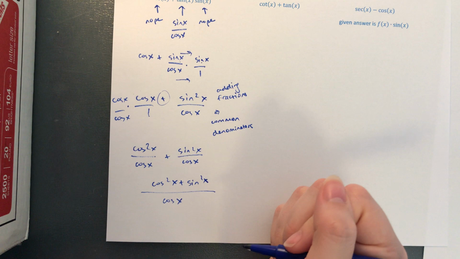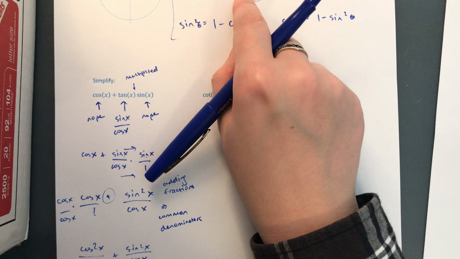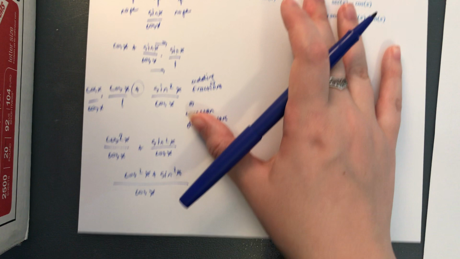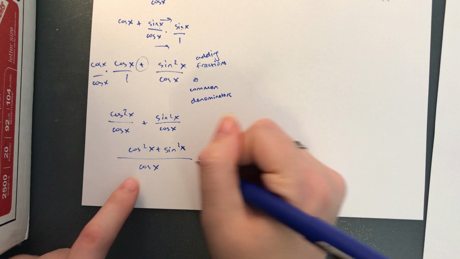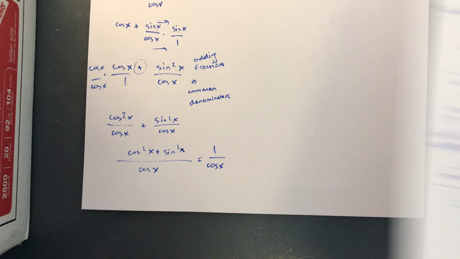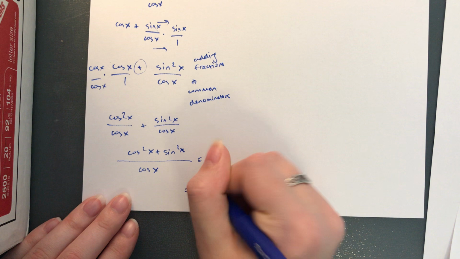But hopefully this looks familiar, right? If you look up here, cosine squared plus sine squared, and it doesn't matter what order it's in, sine squared plus cosine squared always equals 1. So right here I can replace cosine squared plus sine squared with 1, so it's really just 1 over cosine. And then your last step, 1 over cosine is secant. So this equals secant x. Ta-da!